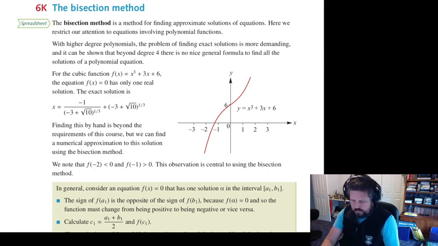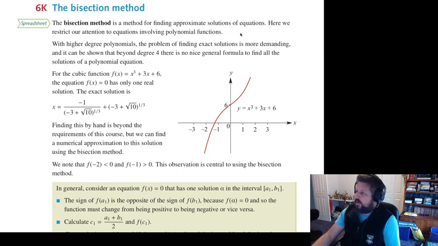So today we're looking at exercise 6K, which is called the bisection method. Cool. Let's have a bit of a chat about what this is all about. It says here, the bisection method is a method for finding approximate solutions of equations. Cool. We can find things approximately. It says here, we restrict our attention to equations involving polynomial functions.